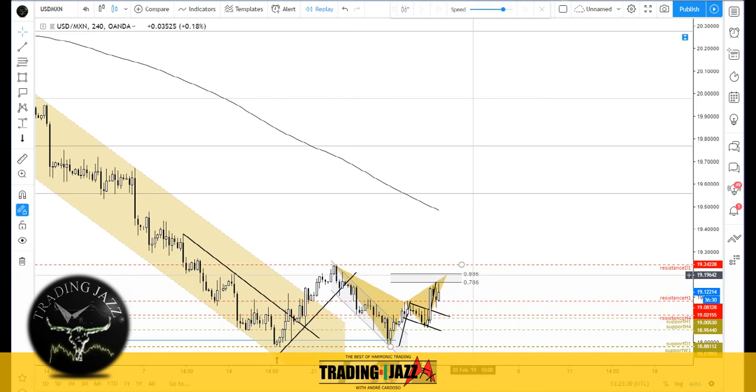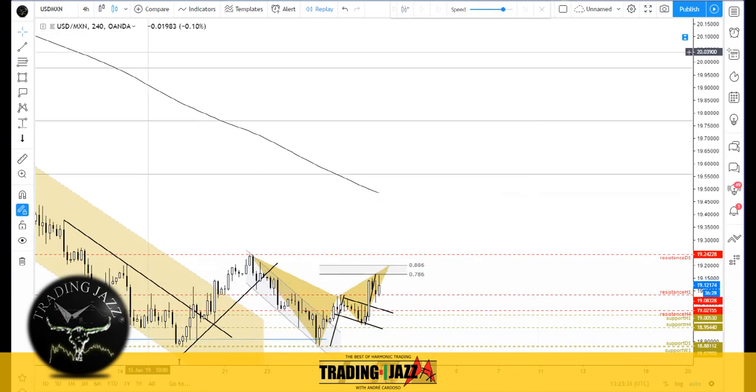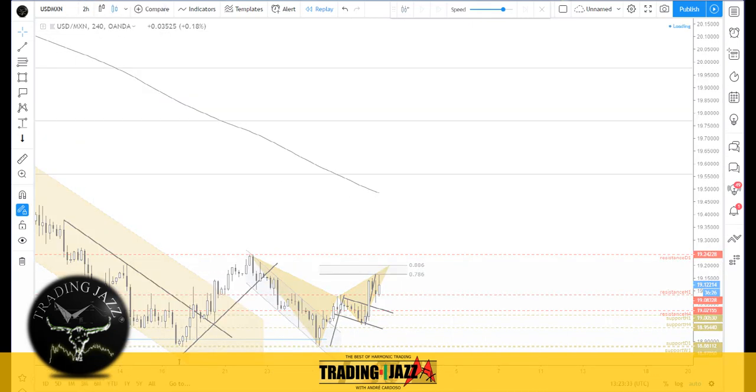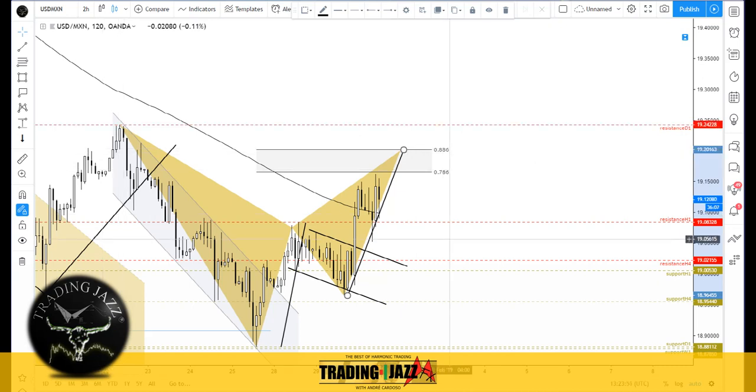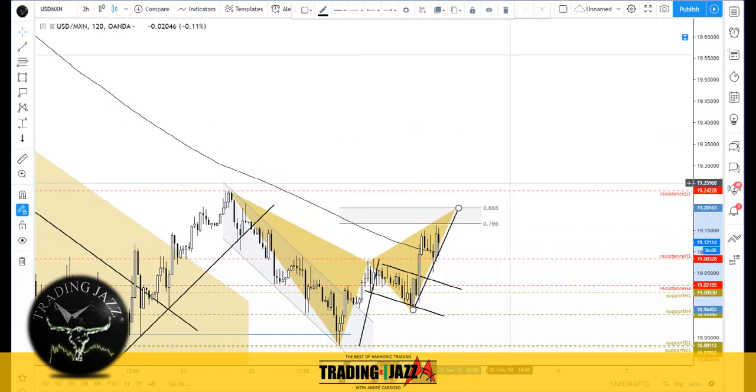And now, if we go into a 2 hours time frame chart, we have also one eventual bearish bat pattern on hold at 88% retracement. So don't ignore that possibility to retest those highs without breaking them and sink again on dollar versus Mexican peso.